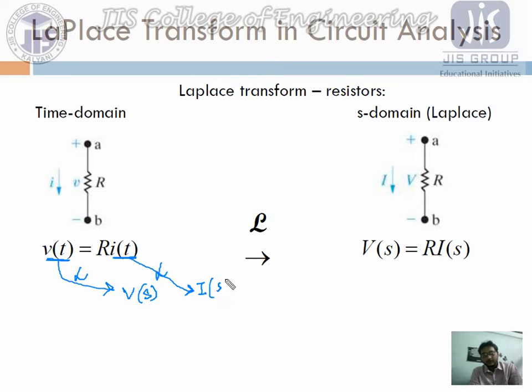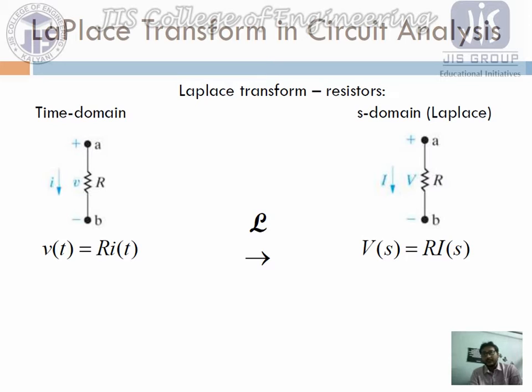So simply for time domain to S domain conversion, if we consider V of t is equal to R into I of t, that is our time domain equation. Similarly for the S domain equation, we can write V of S is equal to R into I of S, or separately we can write that I of S is equal to V of S divided by R, no problem at all. It's just like the previous cases, or the normal cases we have written previously, no problem at all.